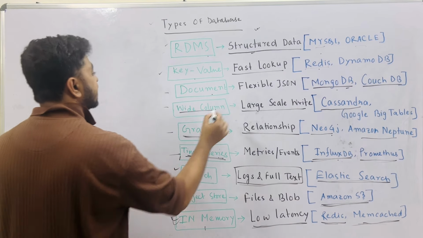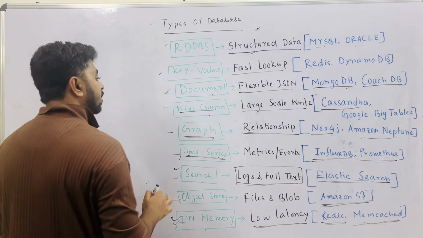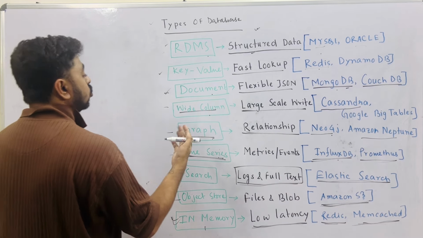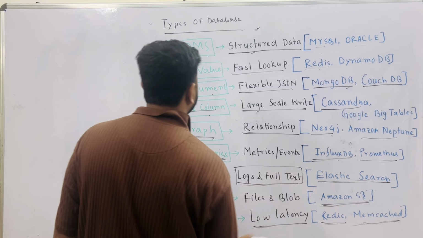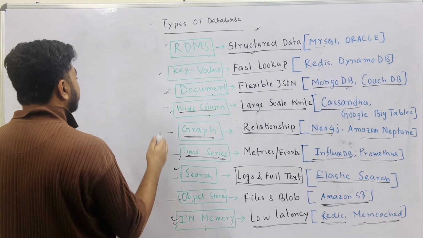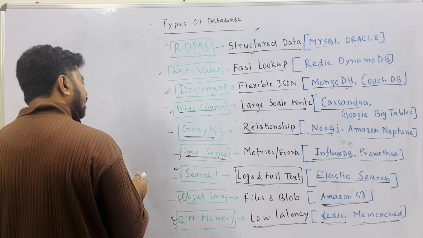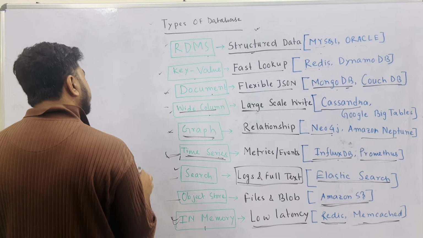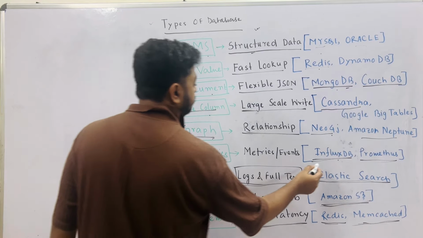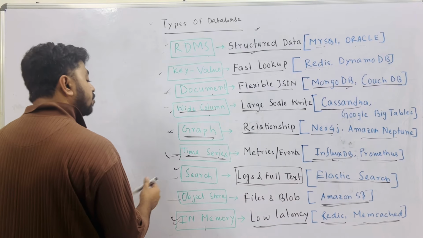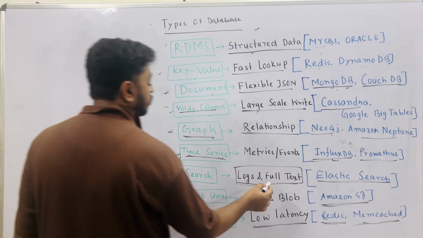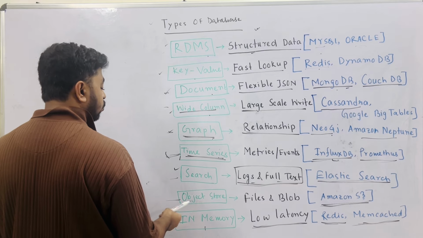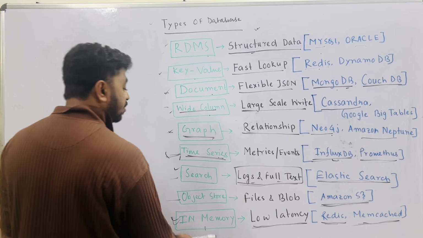Whenever we want to store JSON, then you go to the document type database. When you need very high, large scale write throughput, then you go to the wide column database, that is Cassandra. When you have multi-node relationships, then we use graph, that is Neo4j or Neptune. When you have to store data at particular time intervals, then you go to InfluxDB. When you need very high log search or text search, then you go to Elasticsearch. To store a blob, you go to S3. In memory, you use Redis.